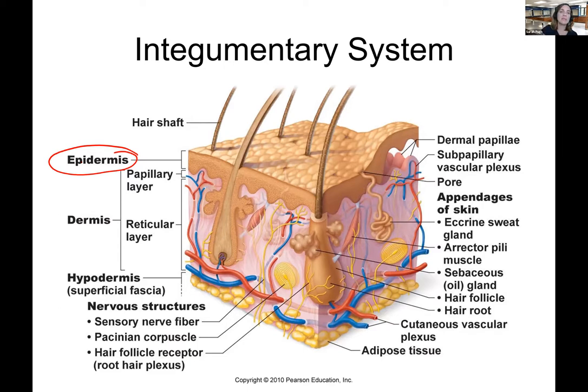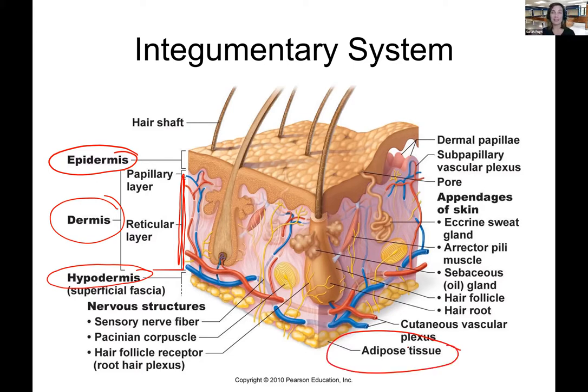Then you can see this big layer in the middle, and that's all that pink layer. That's our dermis. The dermis is the thickest layer, but you're going to notice that it has a lot of structures in it. You can see all the blood vessels, hair follicles, and glands in there. And at the very bottom is our hypodermis, which you can see as fat tissue. Anytime in your textbook that you see yellow, a lot of times that yellow is indicative of fat.